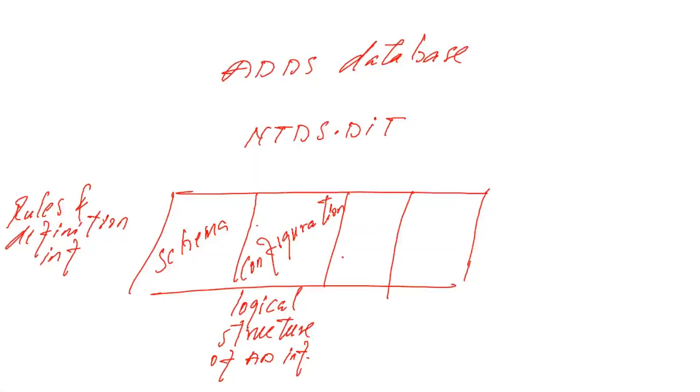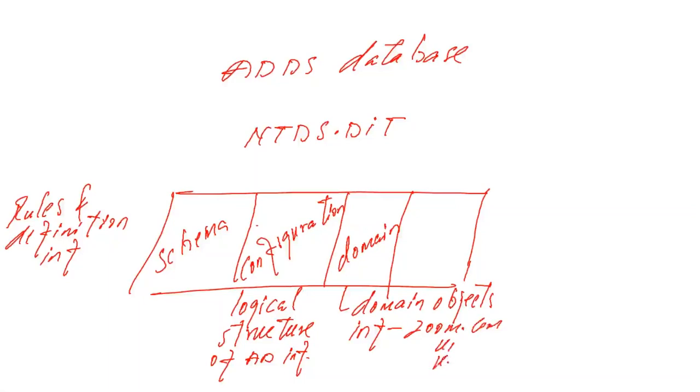Okay. Now the next partition is called the domain partition. Now what does this domain partition contain? The domain partition contains specific domain objects information. Example, I have a domain zoom.com. In the zoom.com domain, I'm creating some user accounts, user 1, user 2, OUs, groups. So this information is going to be stored in the domain partition. So the domain partition contains specific domain objects information: users, groups, OUs.